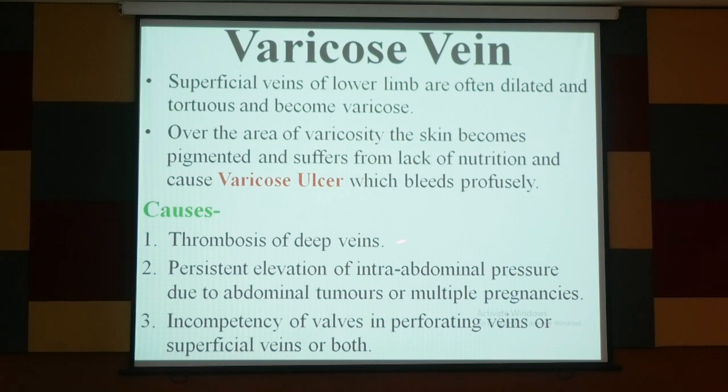Now, causes: thrombosis of deep veins, persistent elevation of intra-abdominal pressure due to abdominal tumors or multiple pregnancies, incompetency of the valves in perforating veins or superficial veins. Now, these are the causes of varicose veins. So, incompetency of the valves in perforating veins or superficial veins or both. Persistent elevation of intra-abdominal pressure due to abdominal tumors or multiple pregnancies, and thrombosis of the deep vein.